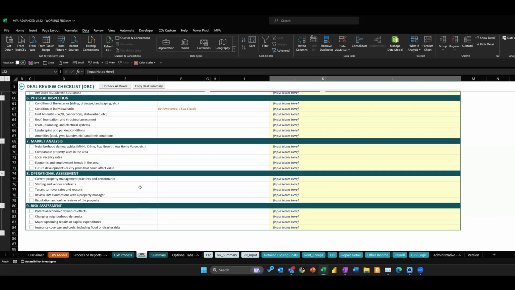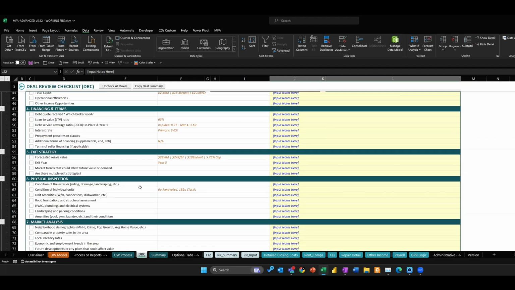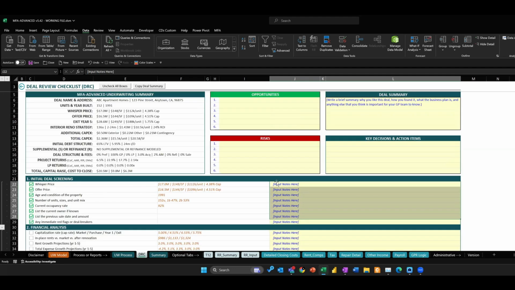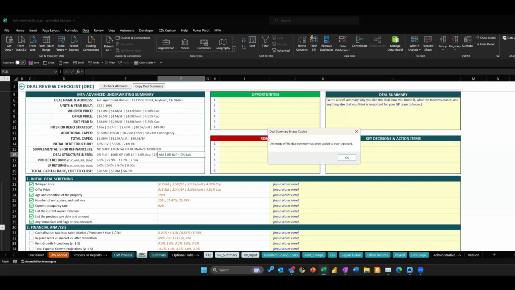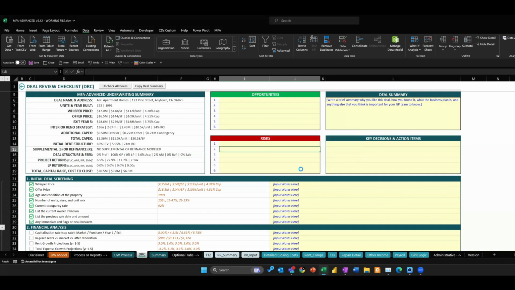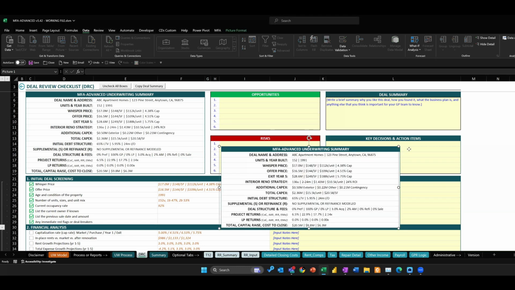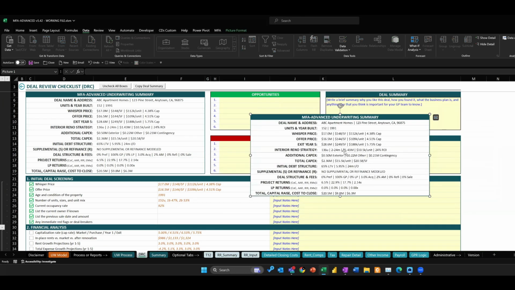Again, entirely optional, but just a checklist to help keep your thoughts and your discussion organized with your partners. If you want to send this deal summary to anyone, you just click this copy deal summary button right here. And what it does is it copies an image of that deal summary onto your clipboard so that now I can just paste it into an email or however you want to send it. Just a quick deal summary.